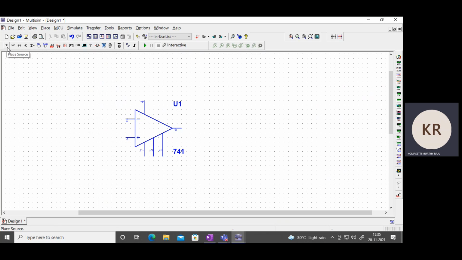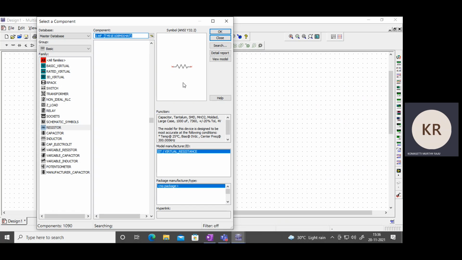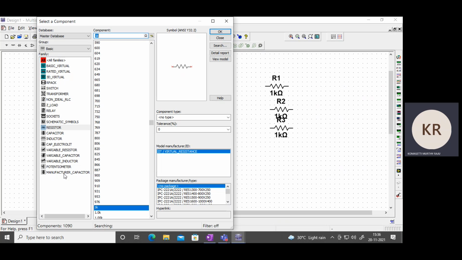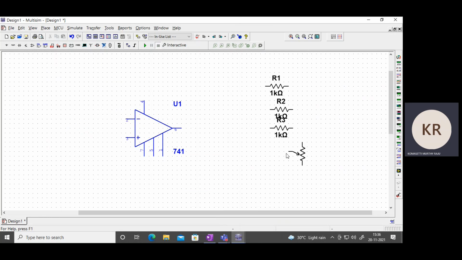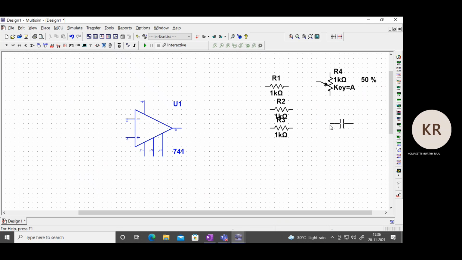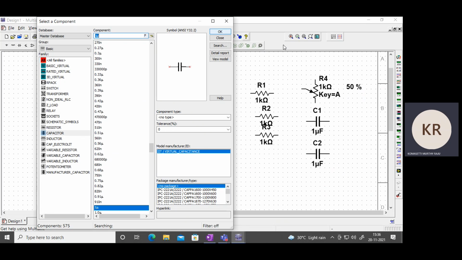The next step is to select the resistance. Click on the resistance. Okay, 1 resistance, 2 resistances and 3. One more here. Potentiometer is there. Click on that one, placed here. And the capacitors, 2 capacitors. Select the capacitor and OK. Capacitors are placed here.